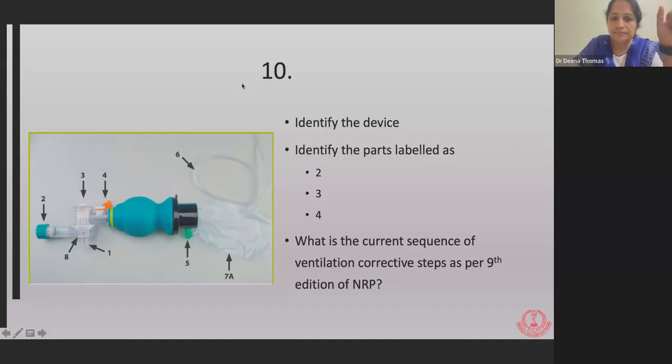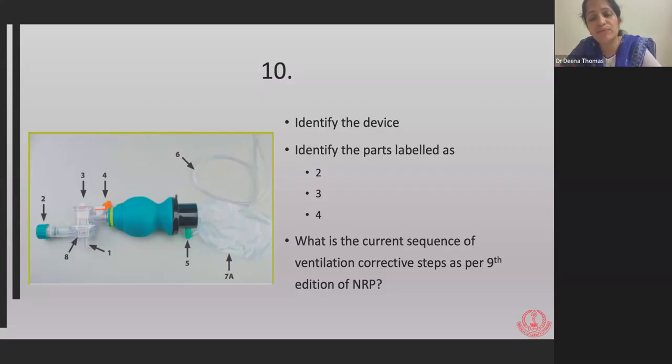So the sequence, people have answered correctly for the last part. That is, there is no sequence now. Initially it was MR, SO, PA. That is, you do mask adjustment, you do repositioning of the neck, you give 5 breaths. If there is no increase in heart rate, no chest rise which is visible, then you go into SO, that is suctioning, opening of mouth. Then you again give 5 breaths. Then you see if there is chest rise. If there is no chest rise, then you give P, that is increasing the pressure.